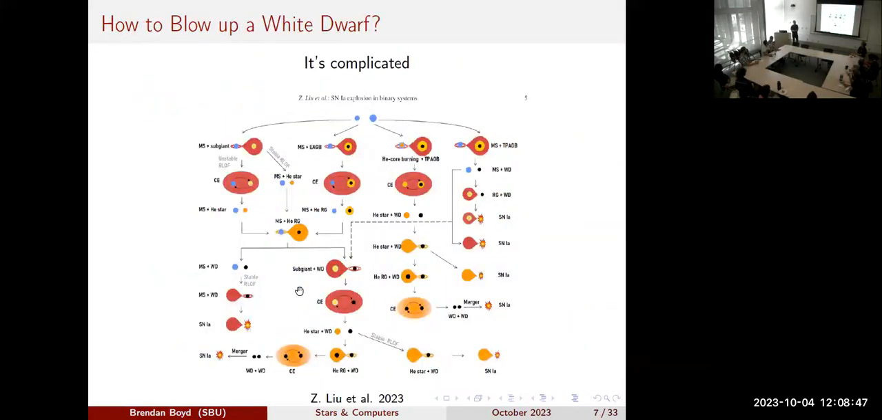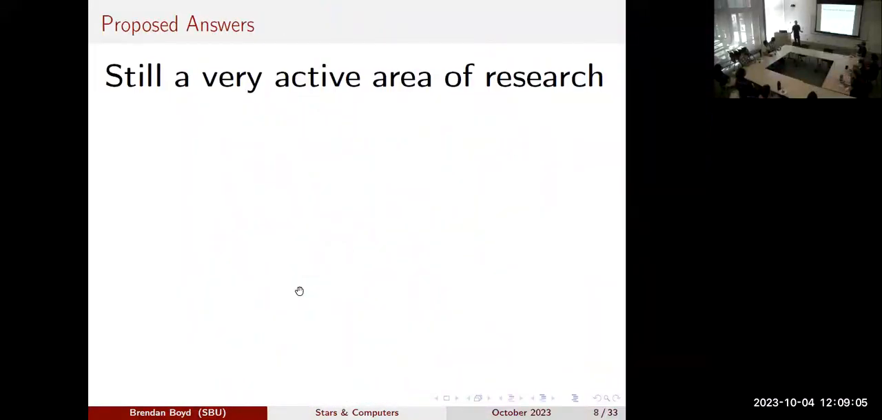So astronomers have thought up lots of ideas. They're very good at brainstorming. And this is a flow chart of many different pathways where we could get a star to explode. So as you can see, we have no idea what we're doing. But that's okay. This is still a very active area of research. We have lots of ideas. We're still trying to test them and figure them out.